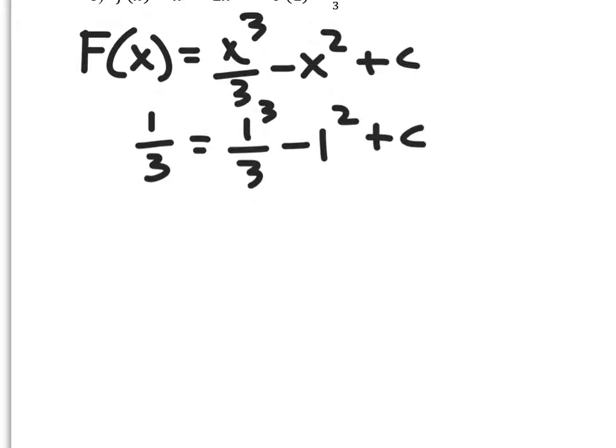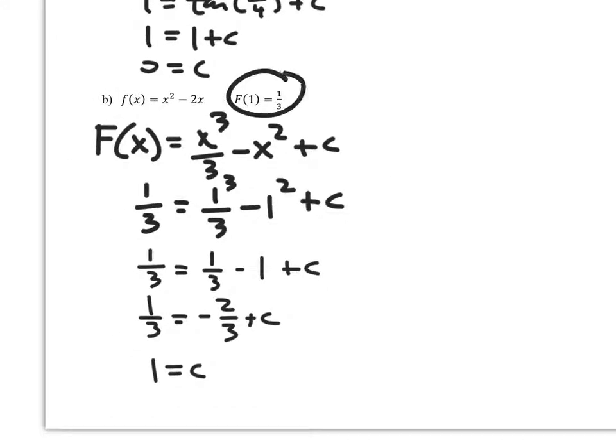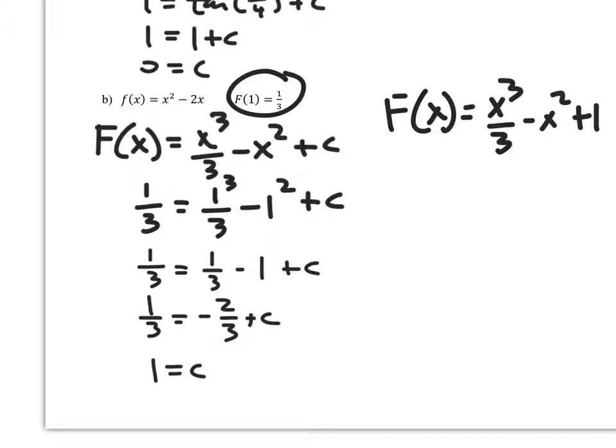Alright, so let's solve. Okay, so this is 1/3, this is 1/3, this is -1, and this is c. So it looks like I have 1/3 is equal to -2/3 plus c. Therefore, I would add 2/3 to both sides, and I'd get c equals 1. So with this solution, big F of x would equal x cubed over 3 minus x squared plus 1.